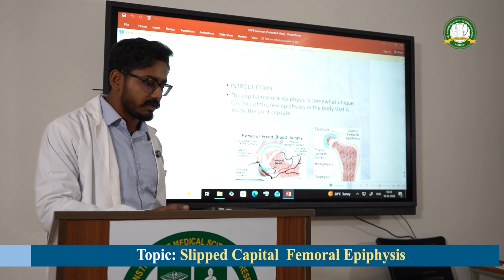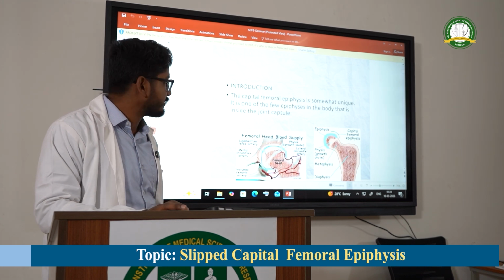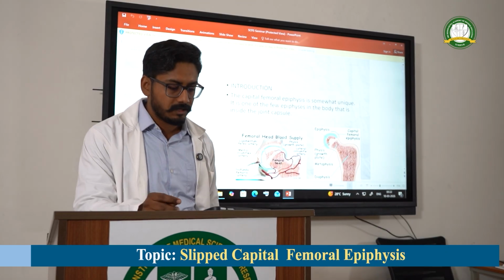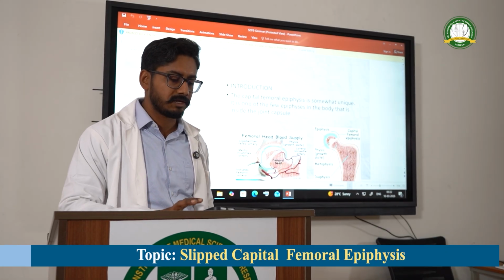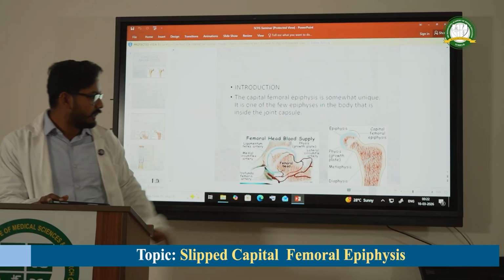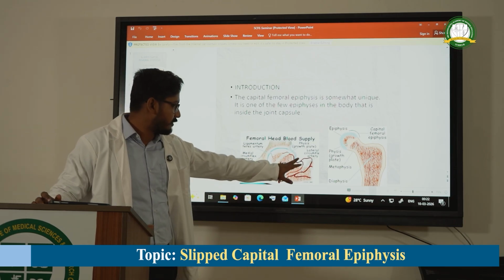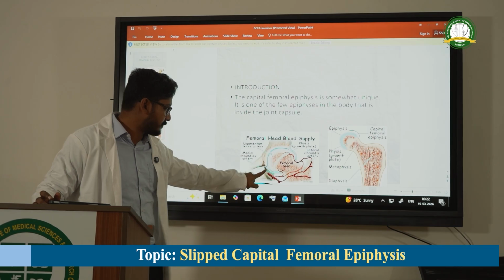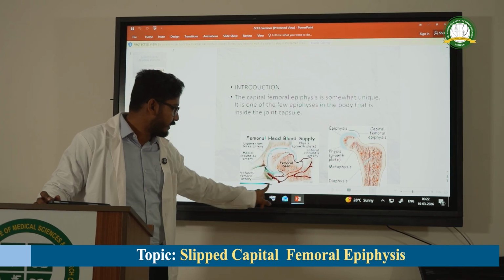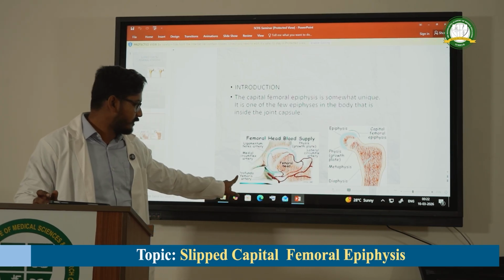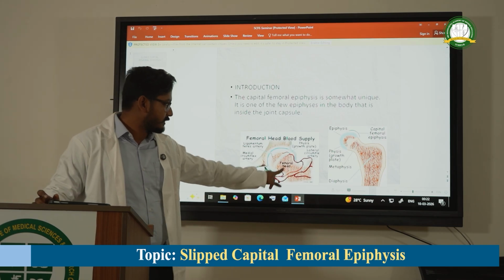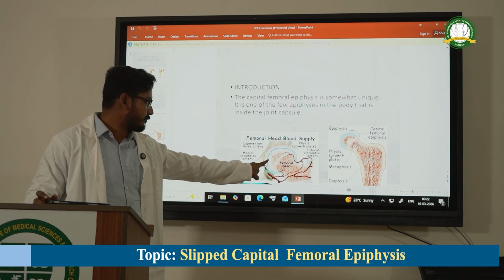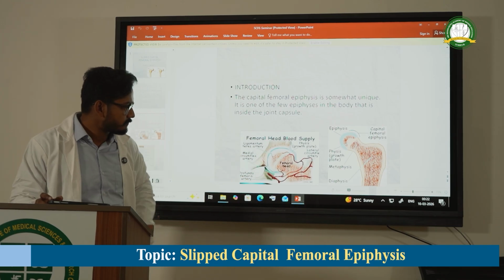The introduction to the topic. The capital femoral epiphysis is somewhat unique. It is one of the few epiphyses in the body that is inside the joint capsule. You can observe the anatomy here with the blood supply to the femoral head and neck. This is the epiphysis, this is the physis plate, and this is the femoral neck. The blood supply is from the profunda femoris artery, which gives out branches, the lateral circumflex and medial circumflex arteries, and there is the artery from the ligamentum teres.